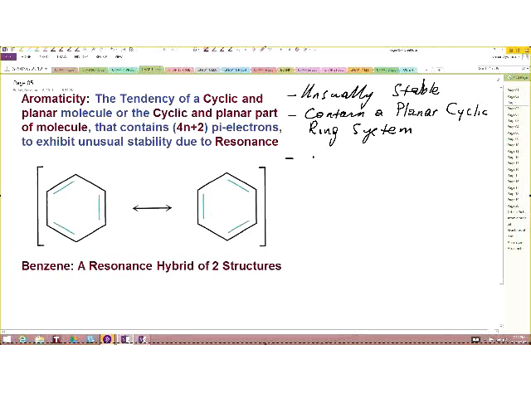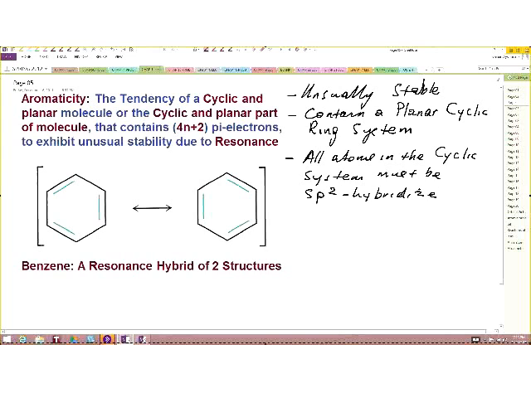3. All atoms in the ring system, or in the cyclic system, since I want to use cyclic, must be sp2 hybridized.